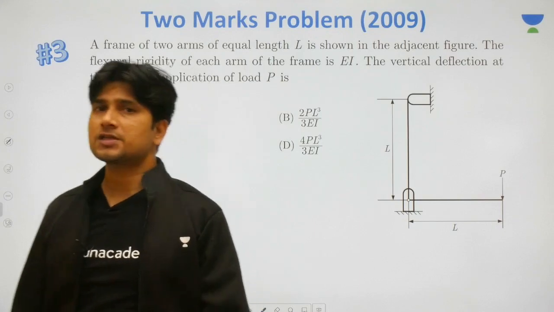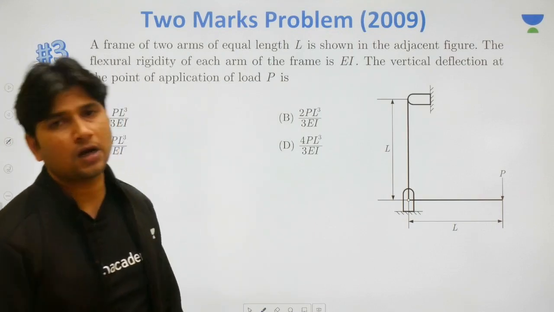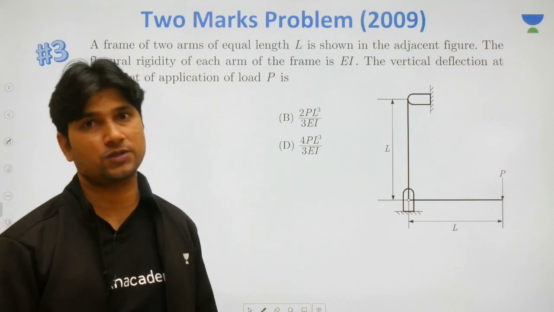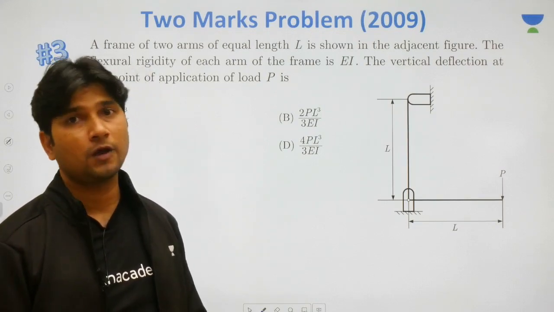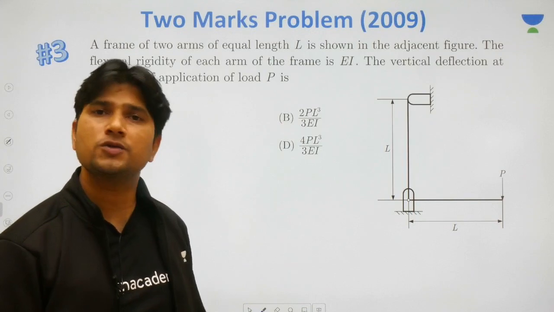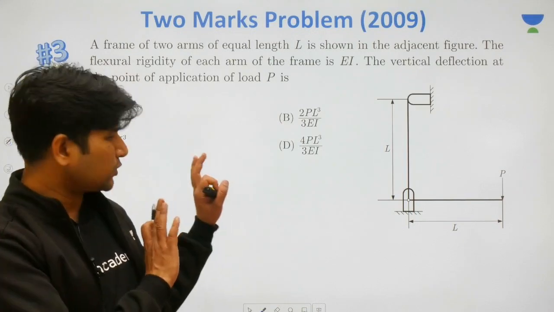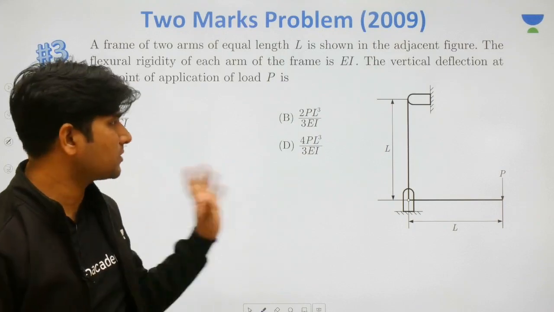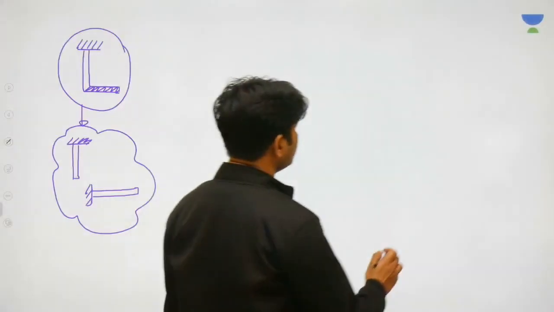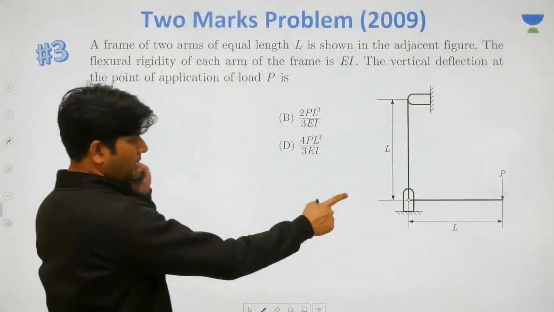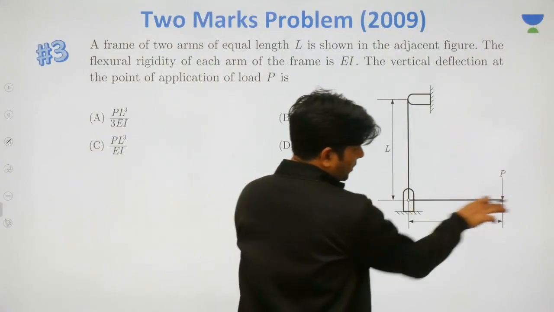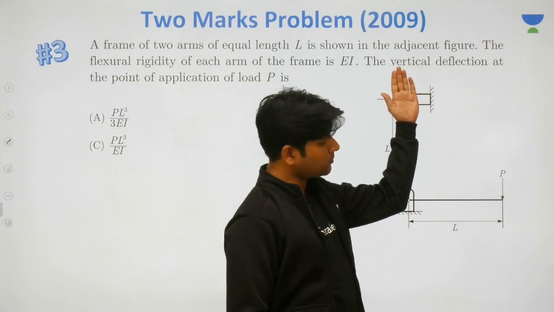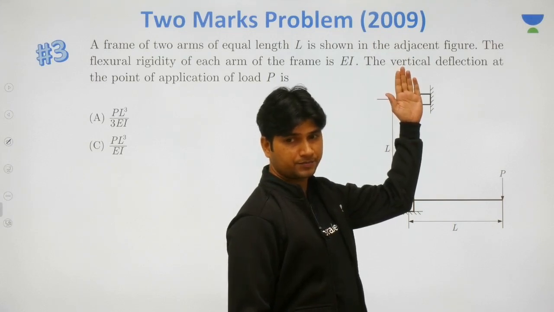People are going to prefer a strain energy method, and that's not a wrong thing to do. You can prefer a strain energy method and you can prefer Castigliano's theorem also. No problem. But as long as you have a frame of 2 arms, then they can be done using a simple trick. And that simple trick is that this particular frame I'm going to break into a cantilever. You hide this much, then look, the remaining thing is looking like a cantilever.